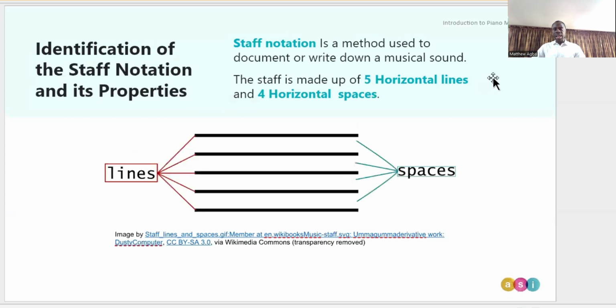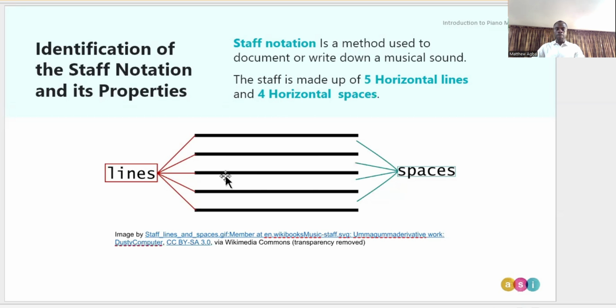So we enter into the next slide. In the next slide, we will be looking at what a staff notation is. A staff notation is a method used to document or write down musical sounds. So musical sounds could be written down with the use of the staff notation. And what really aids in the staff notation writing is what we call the staff. So the staff simply refers to the 5 horizontal lines and 4 horizontal spaces.